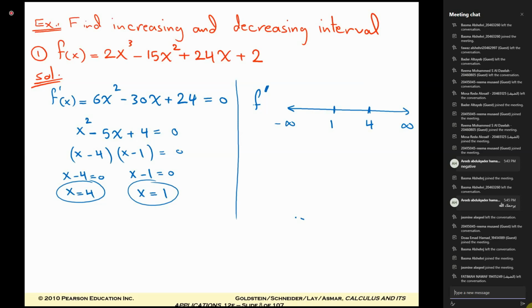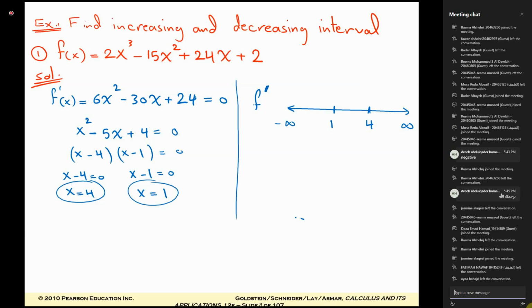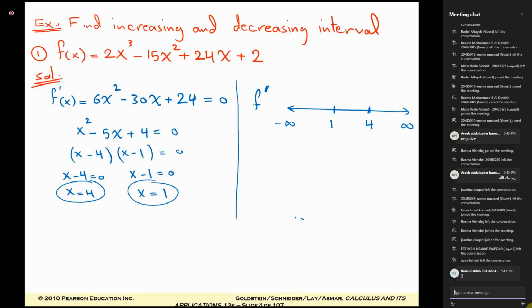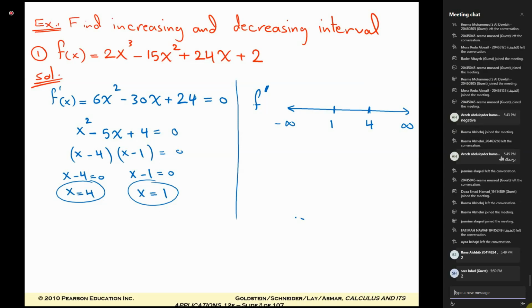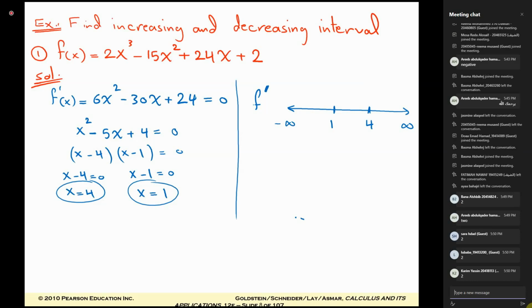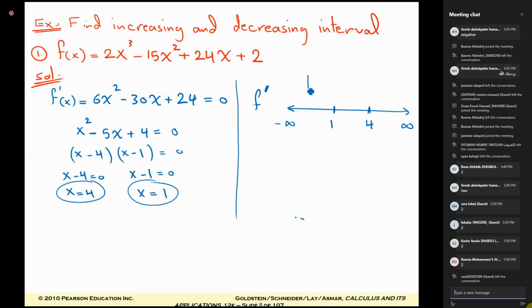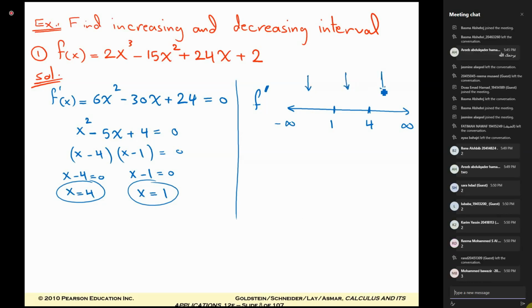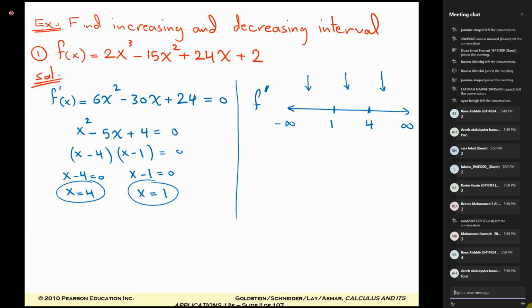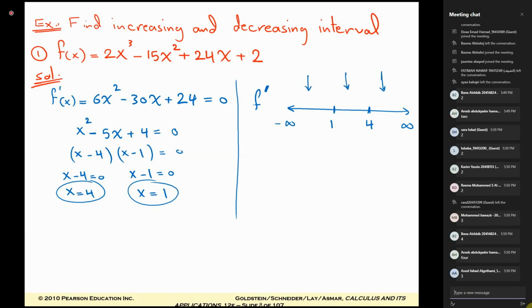How many regions in the real line? كم منطقة عندي بالreal line؟ أكيد. استنى شو 2؟ وين 2؟ 1 2 3. We have 3. ما في 4. We have 3. We have 2 critical values on the real line, 3 regions.